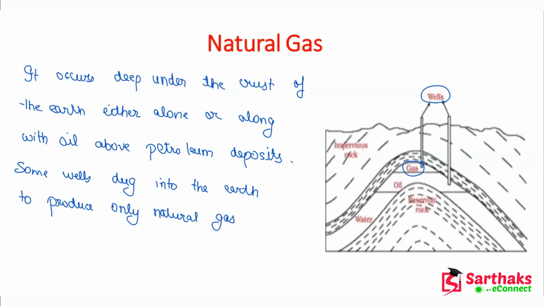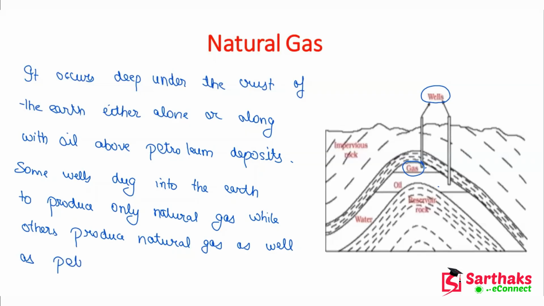While there are some other wells that produce oil and natural gas both, while others produce natural gas as well as petroleum, or we can call it crude oil also. So they produce natural gas as well as crude oil.